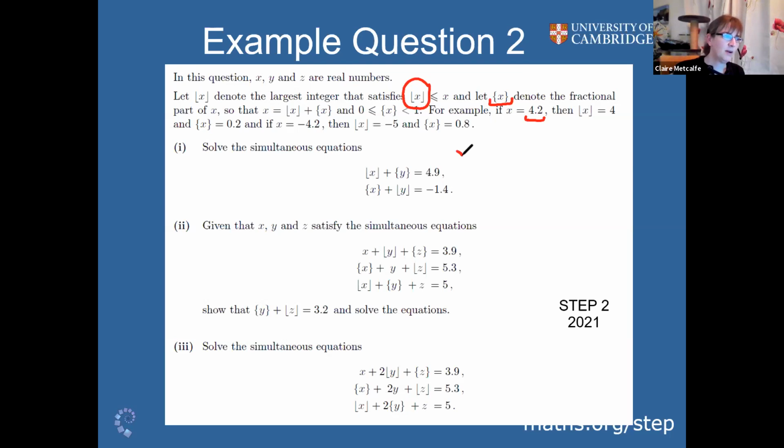Have a think about this part. Can anyone look at that and tell me what floor x must be? So in the chat.